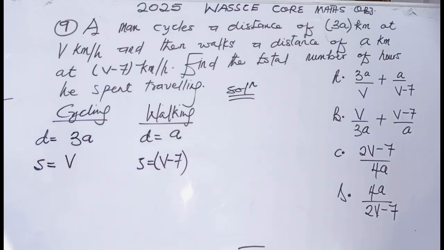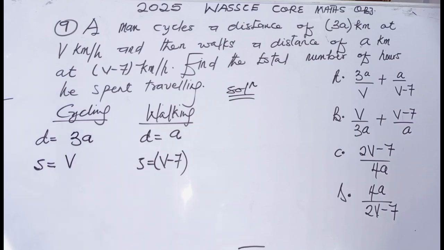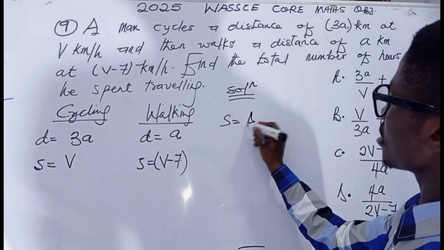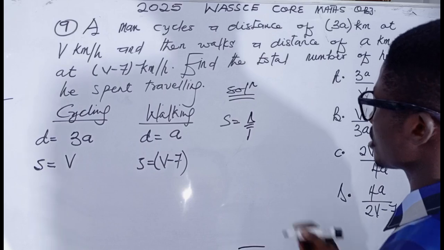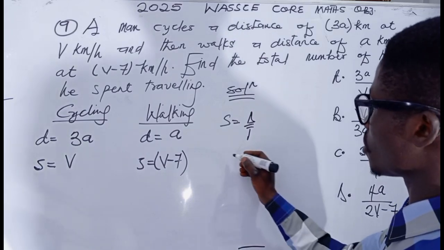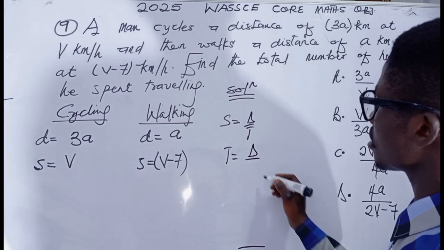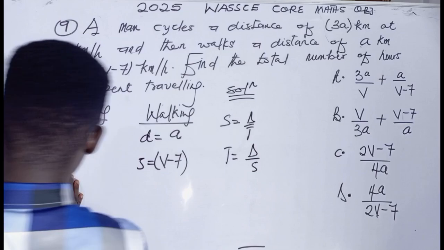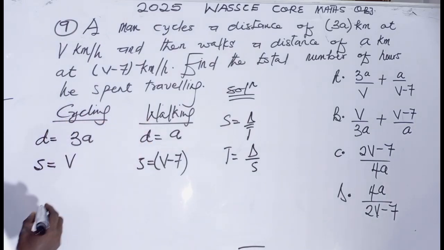Now our interest is to find what? The time. The time in terms of what? Hours. Now we know that speed is distance over time. Our interest is to find time in hours, so we have to make t the subject. When we make t the subject, we get t is equal to distance over speed. So we are going to find the time in each of these aspects, the cycling and then the walking.